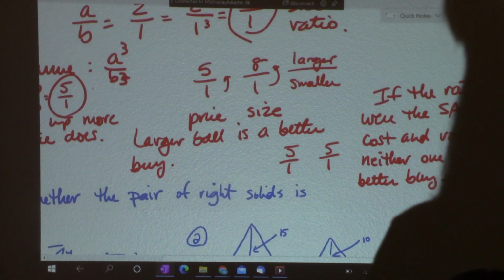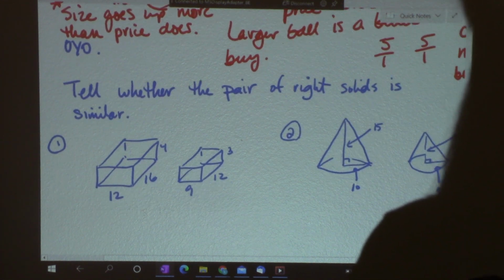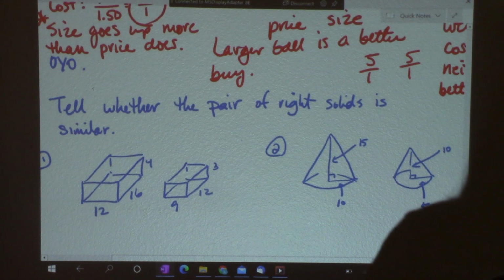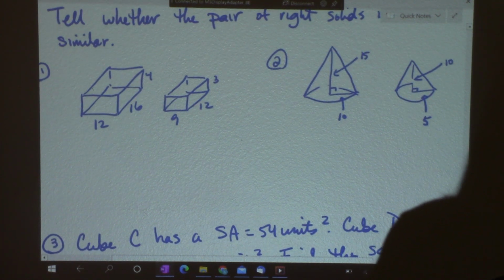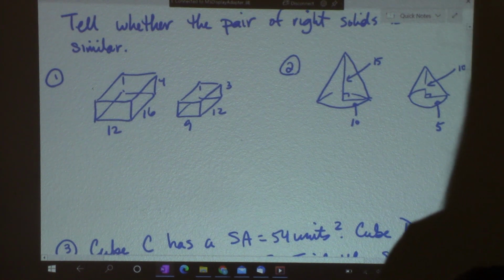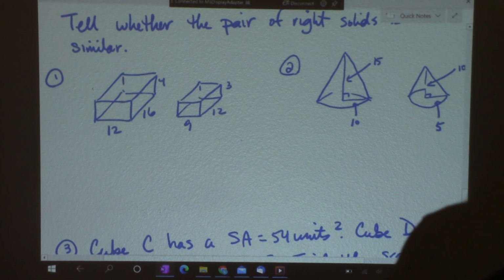Okay, what I want you to do is try some right now. Tell whether the pair of right solids is similar. Okay, so this is just like number one, you're going to do those. So go ahead and pause the video right now and copy down these pictures, and I left lots of space for us to do the work, and then I'm going to show you the other OYOs. So pause it right now, and then we'll do some more copying in just a moment.